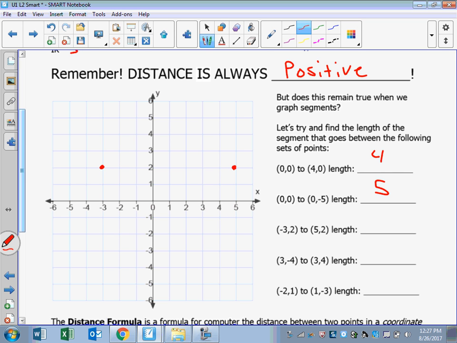Again, you can count the grid, the lines on the grid. You would get 8. And (3, -4) to (3, 4). So 3, negative 4 to 3, 4. Count the lines, you get 8. And finally, we have (-2, 1) and (1, -3).